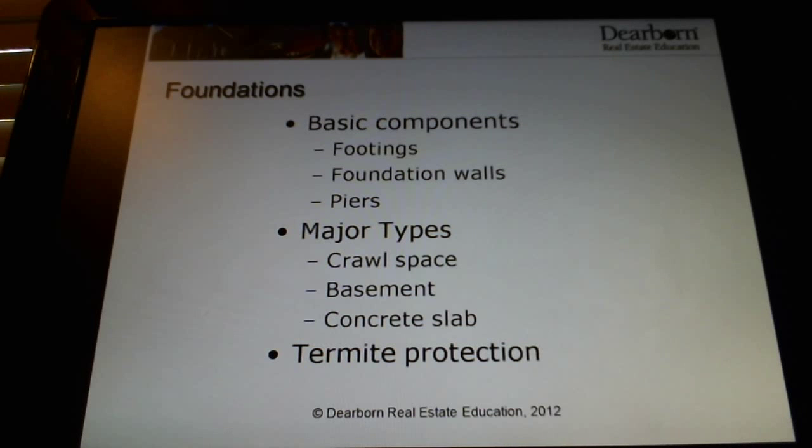Now, depending on the type of foundation you have, there may also be something called piers underneath the house. If you have what's called a crawl space type foundation, then you're going to also have piers under the house, and that is designed to support the floors between the foundation walls. Okay? So footings, foundation walls, and piers are the three terms you need to be familiar with as far as your foundation goes. Now, there are three main types of foundations that you find in North Carolina.